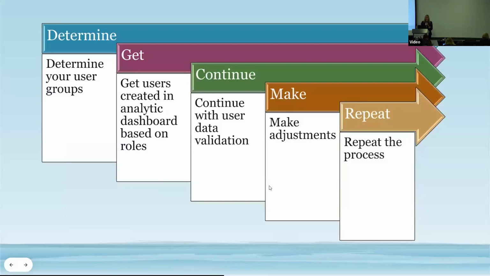So the process is: determine your user groups, because we have administrators, you have your faculty, you have your advisors. Who are your groups that are going to be using this? Then get users created in the analytic dashboard based on their role. So advisors had one role of what they would see, administrators another role, and then for the chancellor's office, they could see all the campuses and all the modalities. And then continue with user data validation. Of course, you're going to make adjustments, almost like learning outcomes, right? You make adjustments, see how it works, and you just keep doing that, and you repeat this process.